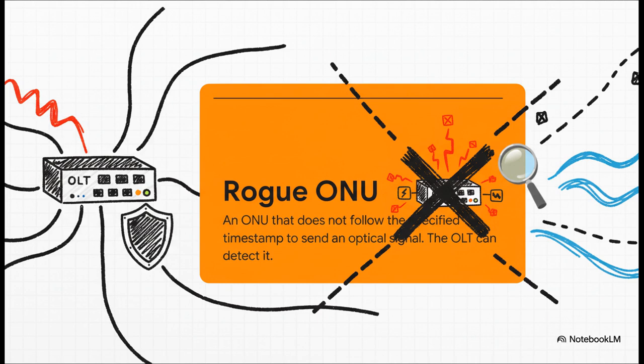But the OLT is always listening. It can automatically detect that noisy device and just snip. It cuts it off from the network instantly, protecting service for everybody else. The network literally heals itself.